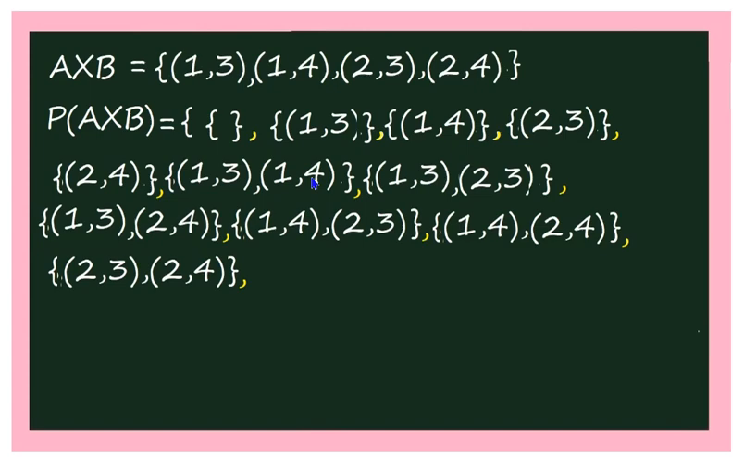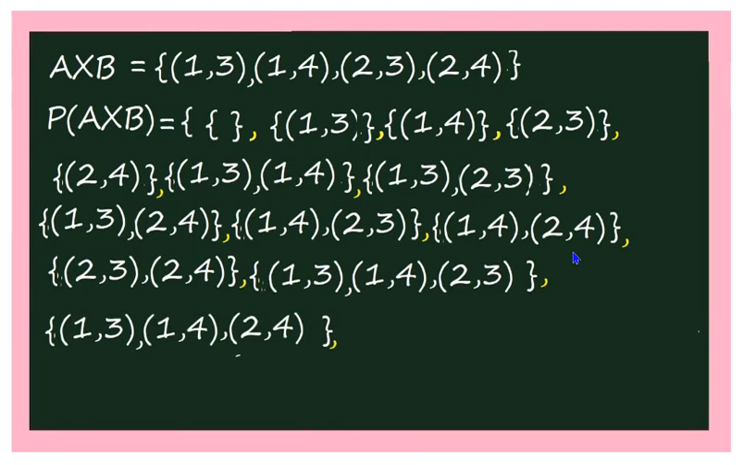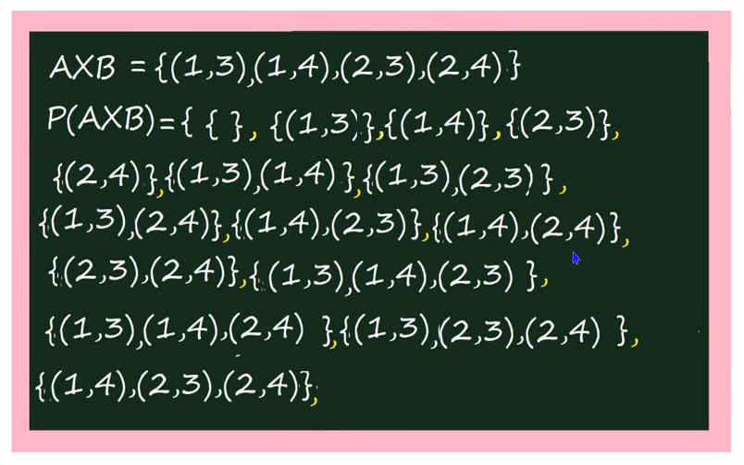Now let us write the subsets of A cross B which contain three elements. Let us list them. First, second, third: (1, 3), (1, 4), (2, 3). First, second, fourth: (1, 3), (1, 4), (2, 4). Next is second, third, fourth: (1, 3), (2, 3), (2, 4). And the last one is (1, 4), (2, 3), (2, 4). Thus, we have these four subsets which contain three elements.